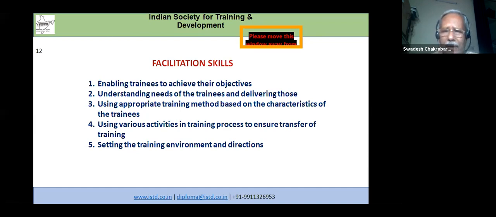And the third thing in facilitation skill is using appropriate training methods based on the characteristics of training. There are various training methods that you have seen. You have seen the experiential methods, the cognitive methods, and within those there are various other kinds of training methods where some are visual, some are auditory. And accordingly, as you know, the training styles: some people are visual oriented, some are auditory oriented, some are experience oriented, feeling oriented.